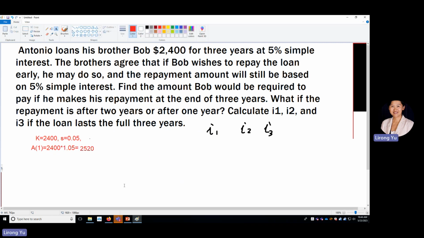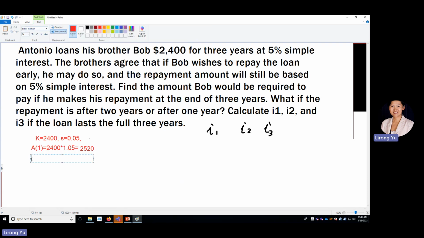That's how much he has to pay if he pays it 1 year later. If he wishes to repay the loan early, he may do so. The repayment amount will still be based on the 5% interest. So this is a repayment in 1 year.